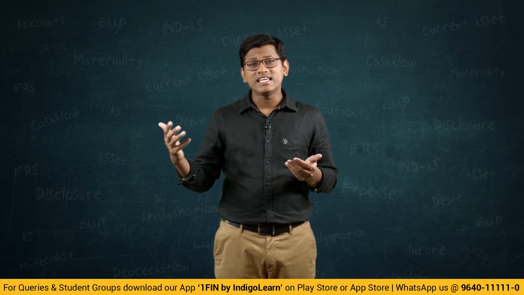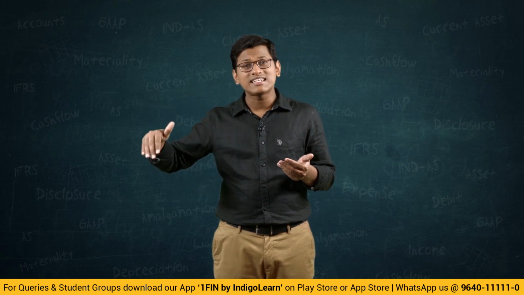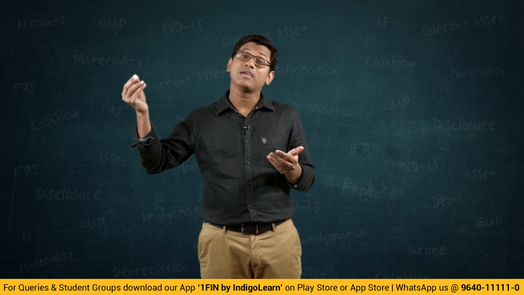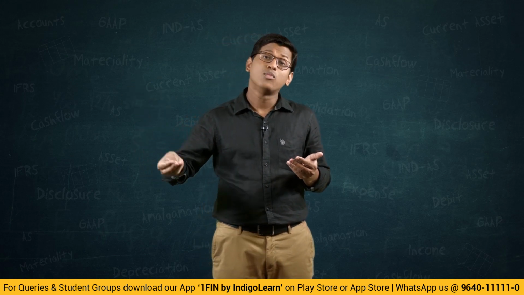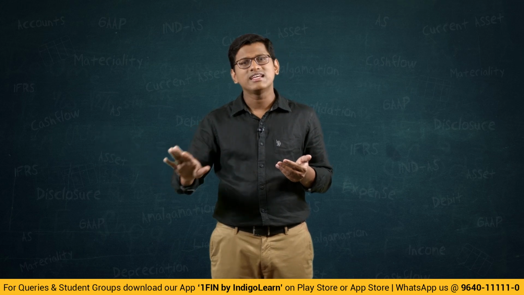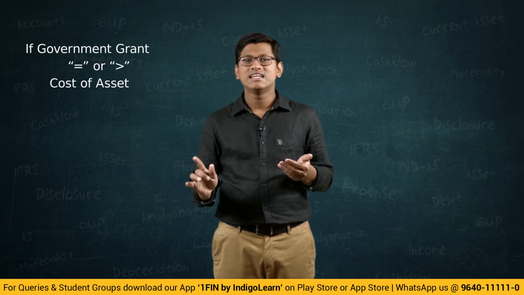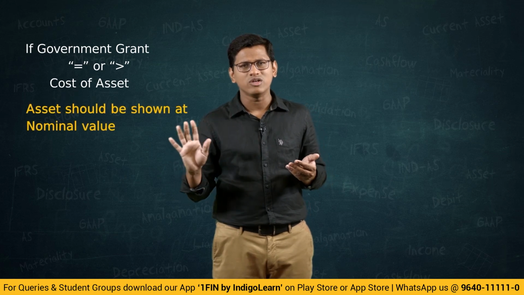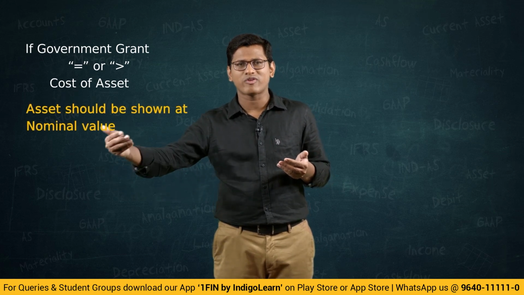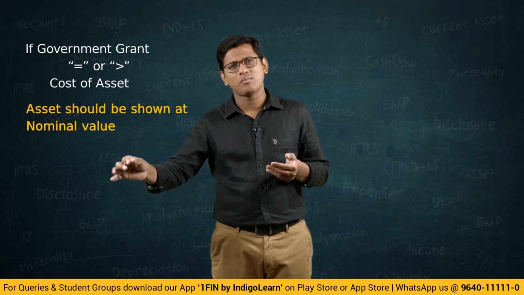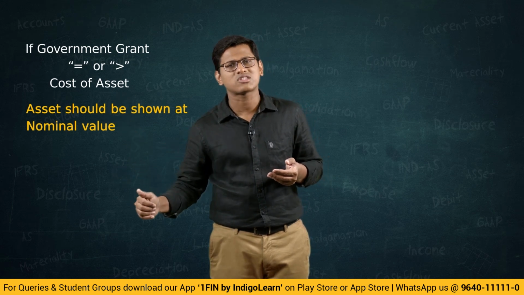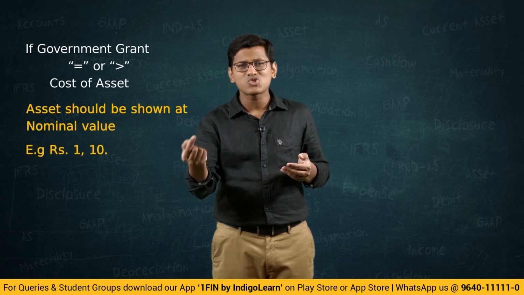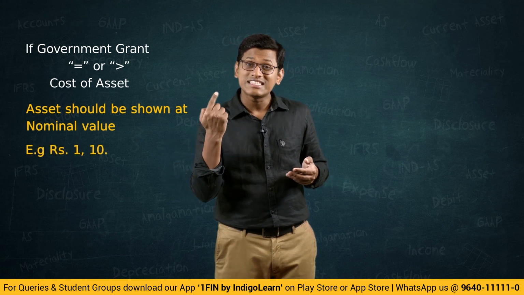Now imagine the government grant is making the asset cost 0, or maybe hypothetically the government gave you more grant than the actual cost. In such cases, the accounting standard says still the asset should be shown at nominal value. So you cannot say the government gave you a grant for the entire 1 crore, so we will make 1 crore minus 1 crore, 0, as the cost of the asset. No. The standard says still show it at a nominal value, 1 rupee or something like that, so that the asset will at least be seen in the books of account.